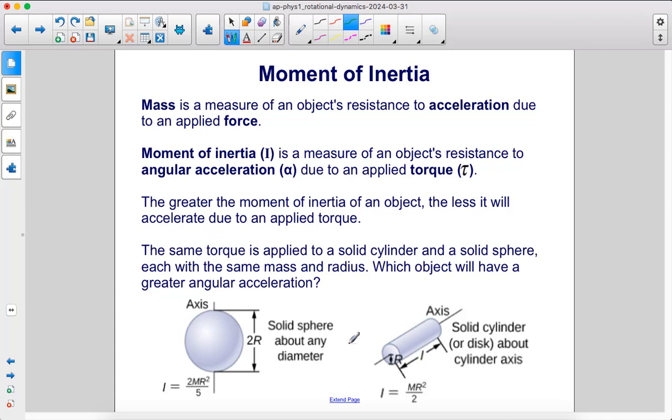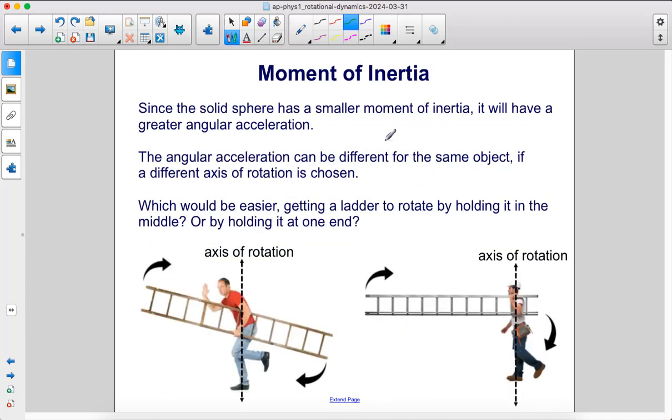The same torque is applied to a solid cylinder and a solid sphere, each with the same mass and radius. Which object will have a greater angular acceleration? Since the solid sphere has a smaller moment of inertia, it will have a greater angular acceleration. The angular acceleration can be different for the same object if a different axis of rotation is chosen.